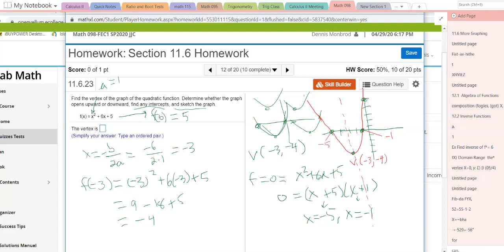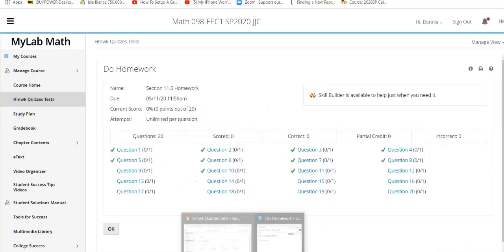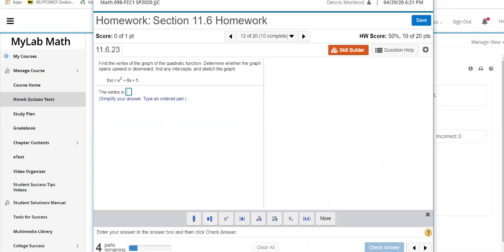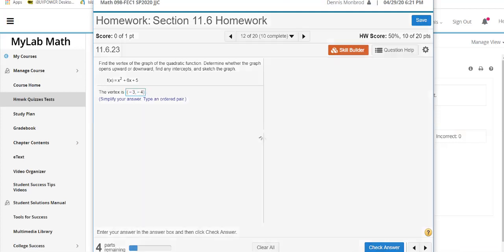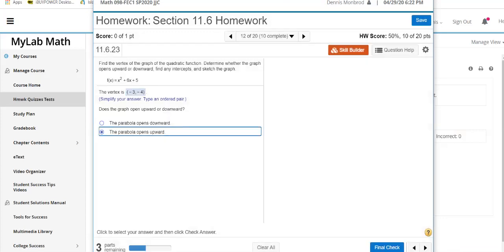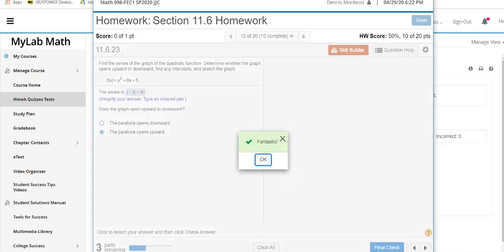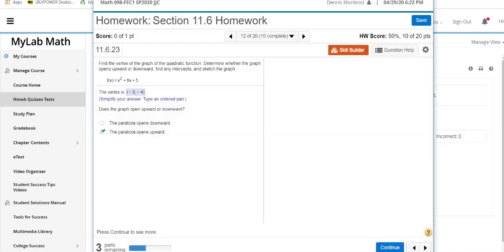That's it, okay? Now let's see what they're asking for. Let me go back into this. And we know that vertex was negative 3, negative 4. And let's try that. Let's grab open upward or downward. We knew it opened upward. We saw that. And that was about it. That's all there was to it.